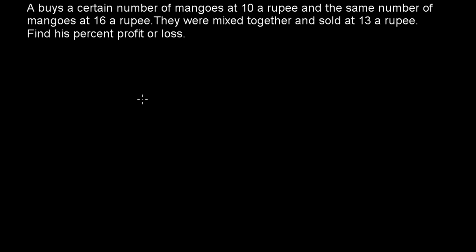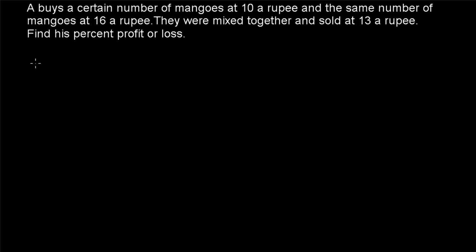Now second question. A buys a certain number of mangoes at 10 rupee and the same number of mangoes at 16 rupee. They were mixed together and sold at 13 rupee. Find his percent profit or loss. This type of question we discussed in our previous video, so this is just a revision of that. So what is given here?